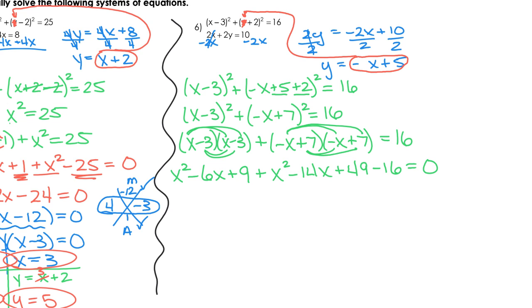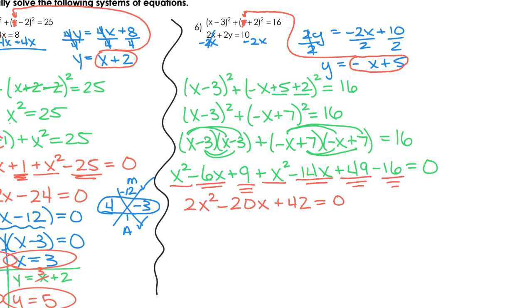All right, I got a lot of cleaning up here. Here we go. X squared and x squared is a 2x squared. A minus 6x and a minus 14x is a minus 20x. I got a positive 9 plus 49 minus 16. So 9 plus 49 minus 16 comes out to be a positive 42 equal to 0. Okay. This is a hard trinomial.